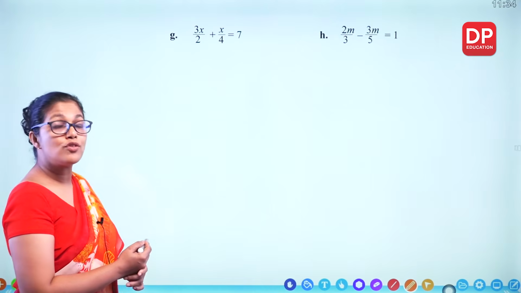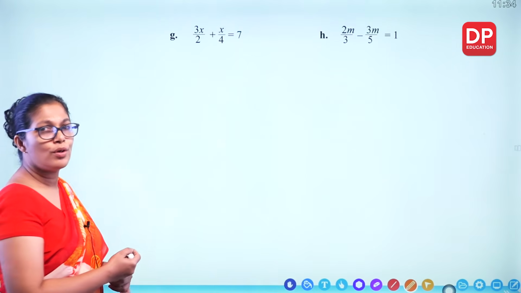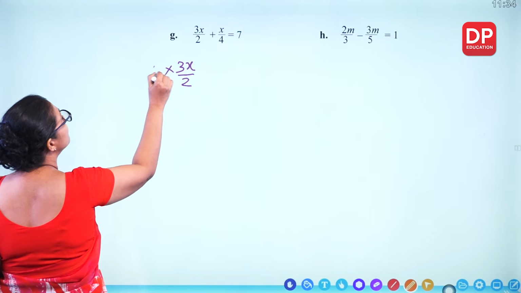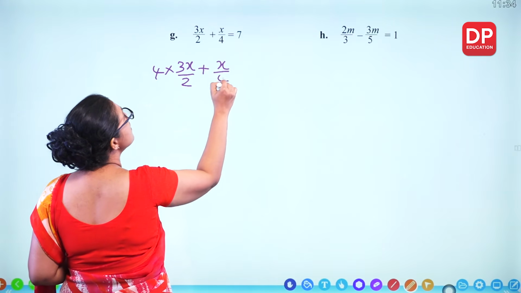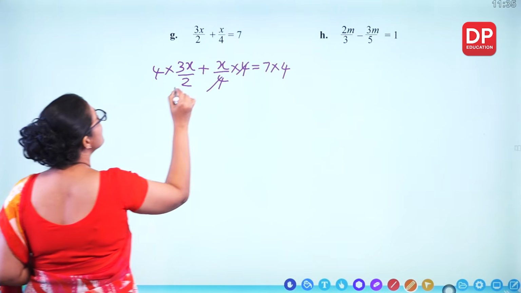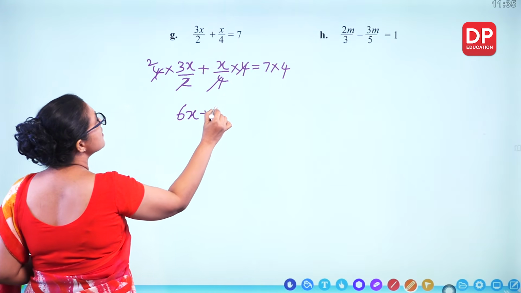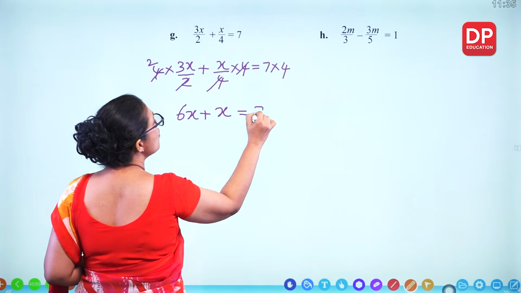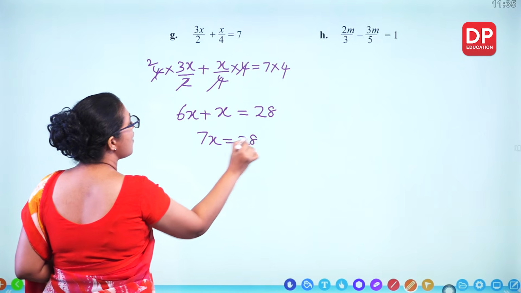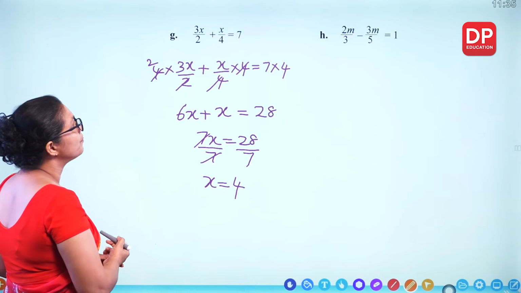Look at this one. You get two denominators, 2 and 4. Find the lowest common multiple of 2 and 4. That means 4. You multiply all the terms by 4. Why are we doing that? To get rid of the denominator. So here 2 times 2. 2 times 3x is 6x. x is here. 7 times 4, 28. 6x and 1x becomes 7x. Divide by 7. You can find out the x value, that's 4.